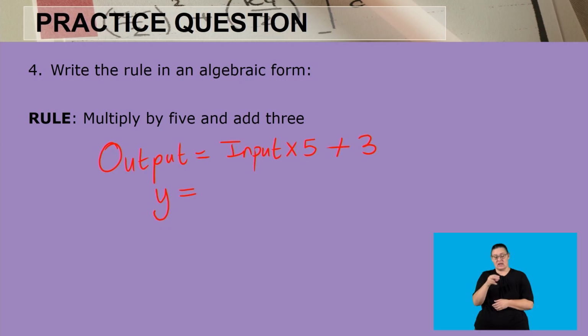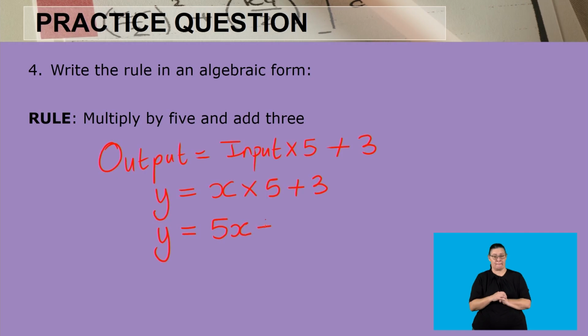And then how do we represent the 5 being multiplied by the input value, or the input value being multiplied by that 5? Remember, our input value is represented using an x. So that is going to be x multiplied by 5, and we are going to add our 3. And when we simplify our equation there, or our formula, we're going to say x times 5. That is, of course, our 5x. And we are going to add our 3. And that is our rule in algebraic form.